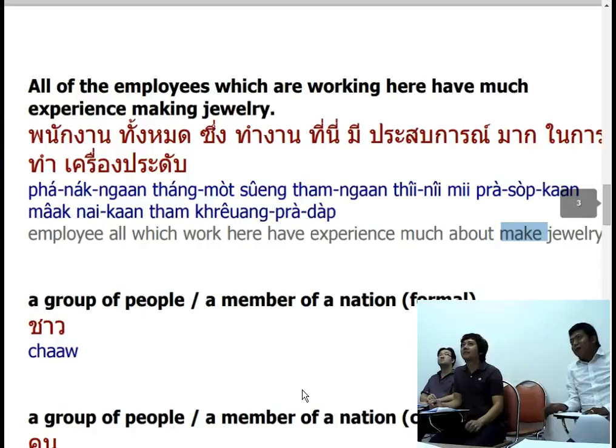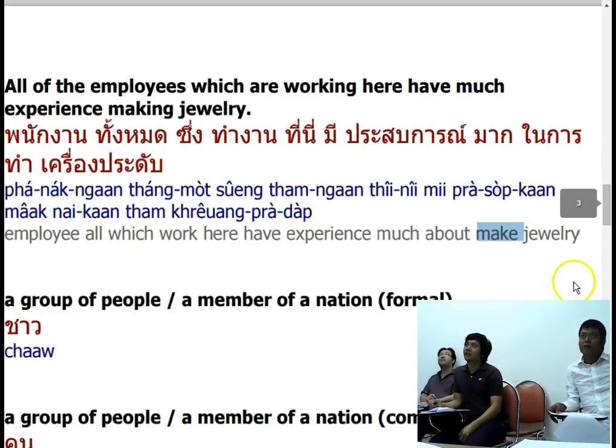Okay. Jewelry. Very good. So that root word, what's that? That's jewel, right? So what is jewelry in Thai? What's the word? Which one do we use for that? Khun for that.